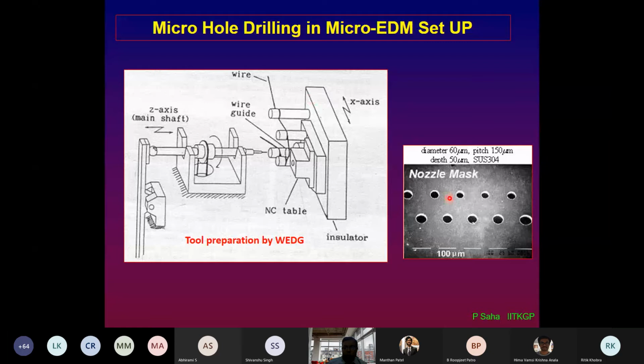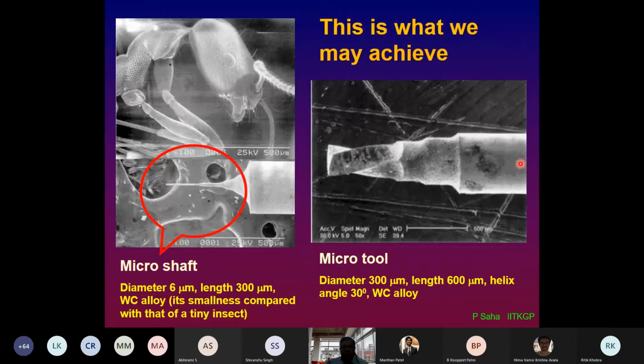Now this will be moved, the job will be mounted on the job holder, and here we will be making the small holes. At that time this will be retracted. So typically, once your tool is ready, by properly maneuvering the tool with respect to the job, we may create a number of shapes. So that is what I say.